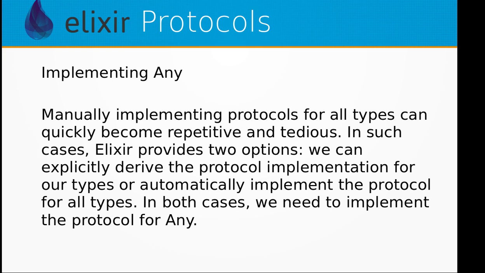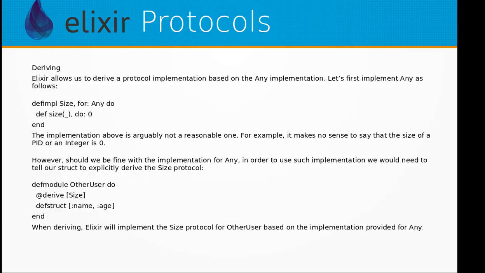Now let's look at implementing Any. Manually implementing protocols for all types can quickly become repetitive and tedious. In such cases, Elixir provides two options. We can explicitly derive the protocol implementation for our types or automatically implement the protocol for all types. In both cases, we need to implement the protocol for Any. So for deriving, Elixir allows us to derive a protocol implementation based on the Any implementation.